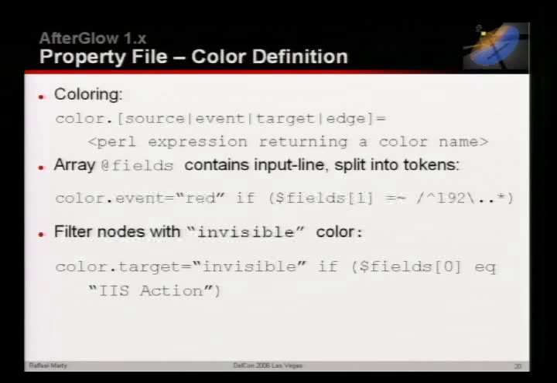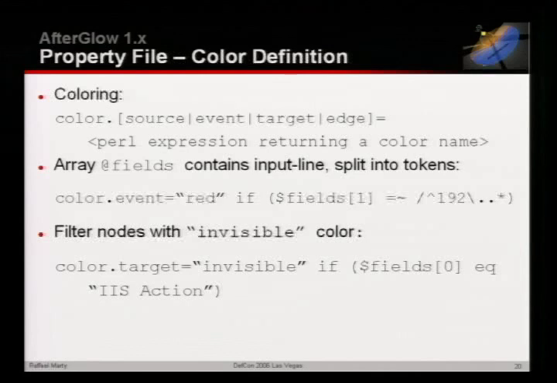Let's start out with coloring. What you do is in the file, you basically say color dot, and then either source, event, target, or edge. And then you give a Perl expression. This gets really evil here. The easiest Perl expression is just a string. You just say red. And that means the source, for example, is going to be red all the time.